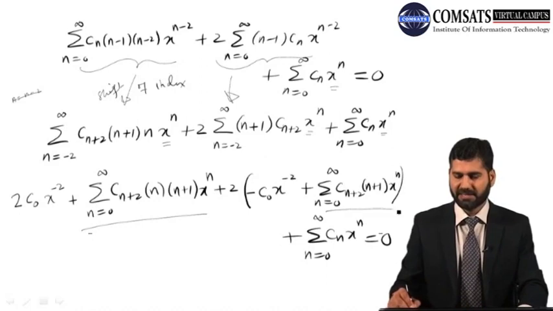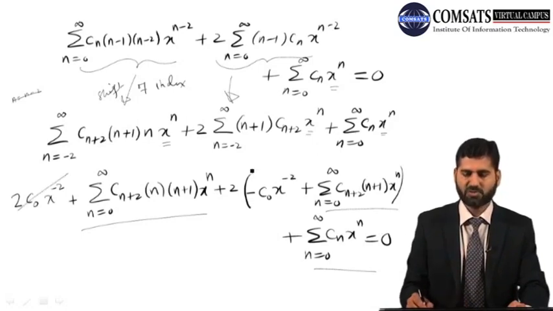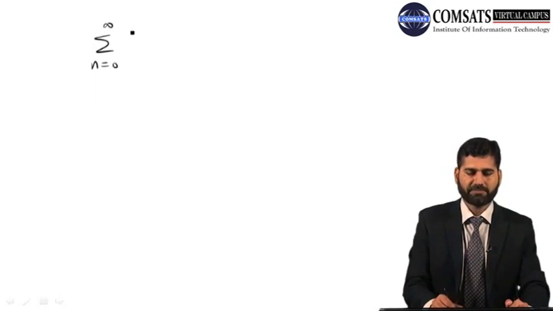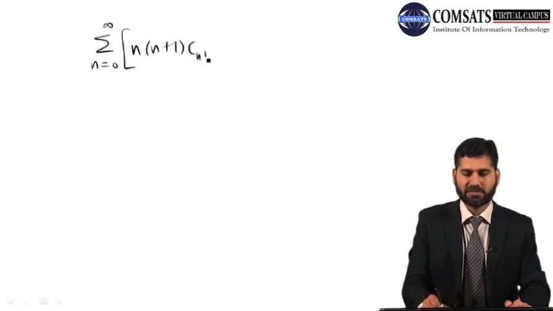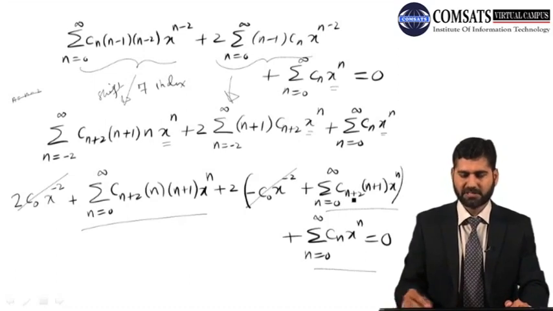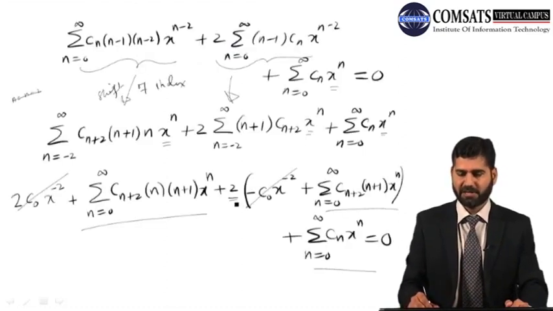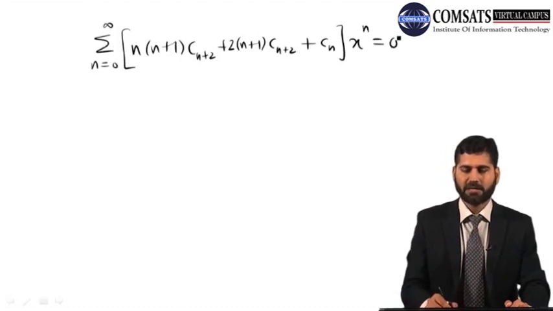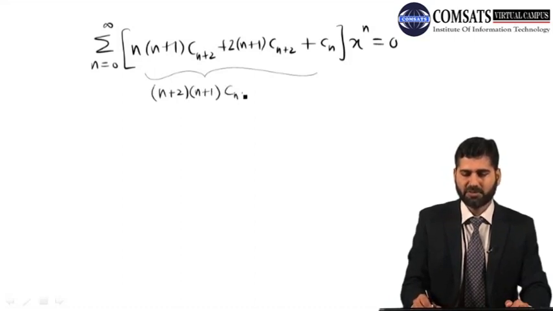Now I can combine these three summation terms and I can write this x square separately. So minus 2c naught x to the minus 2 and minus 2c naught x to the minus 2, they cancelled out. So I'm left with summation n goes from 0 to infinity. Inside you are left with n plus 1 Cn plus 2, n plus 1 Cn plus 2, and here n plus 1 Cn plus 2 is 2 times, because this 2 is being multiplied. So 2n plus 1 Cn plus 2n plus Cn plus Cn, xn is equal to 0. Now if you simplify it, n plus 1 Cn plus 2 is common, so you got n plus 2. So it is n plus 2, n plus 1, Cn plus 2, n plus Cn.